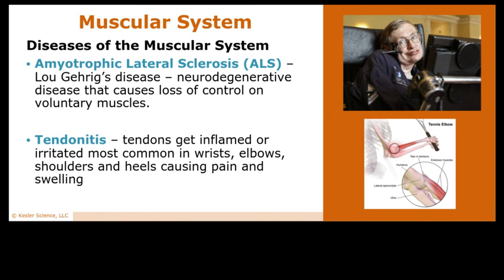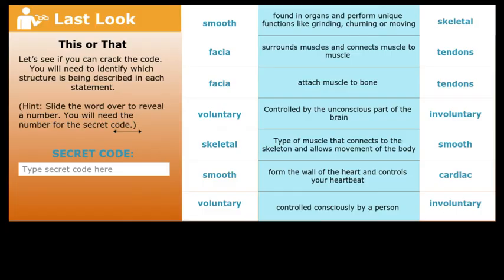Amyotrophic lateral sclerosis, or ALS, also known as Lou Gehrig's disease, is a neurodegenerative disease that causes loss of control of voluntary muscles. There's also tendinitis, which is where tendons get inflamed or irritated, most common in wrists, elbows, shoulders, and heels, causing pain and swelling. Tennis elbow is a very popular example of this. Not popular as in people like it, but it's more common, and you've probably heard about it.